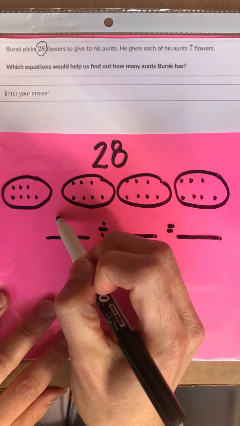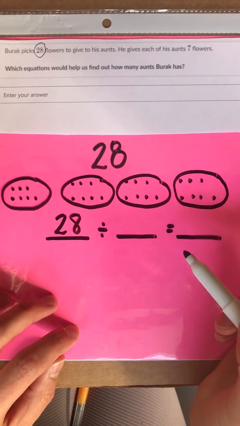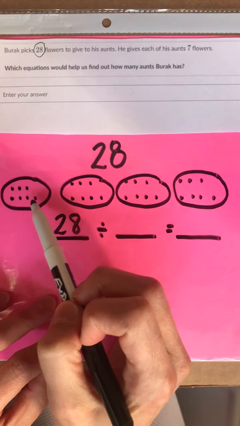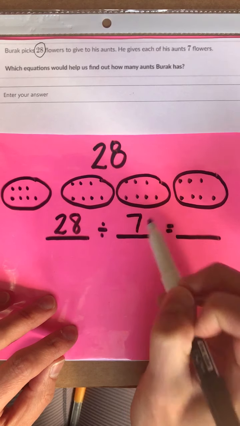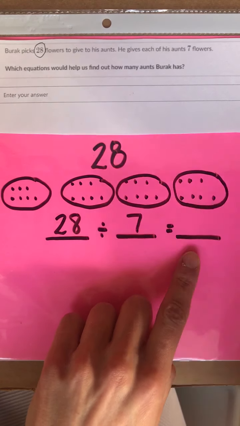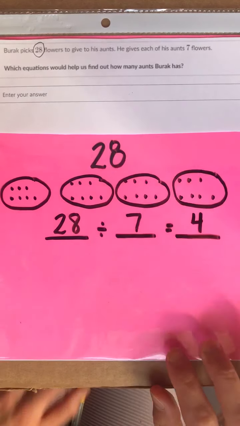Okay, friends, great job. So we knew that Barack started with 28 flowers. We know that he created equal groups because he gave each of his aunts 7 flowers. He gave them an equal amount of flowers. And that told us that Barack had how many aunts? 4. That's right. Very good.